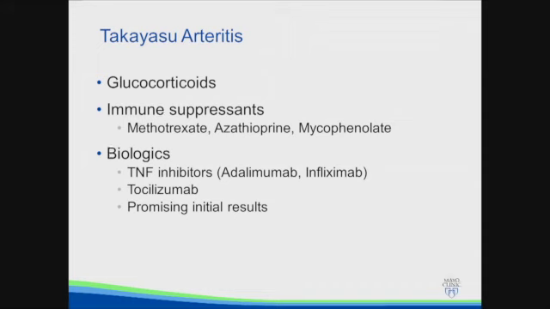Takayasu arteritis is treated very similarly, and maybe we can leave this discussion for after the break, but we also use similar immune suppressants and biologics. In Takayasu, the TNF inhibitors, adalimumab or Humira, and infliximab or Remicade are often used to treat that disease, but there's now also some initial interest and promising results with tocilizumab that I just went over for giant cell arteritis.